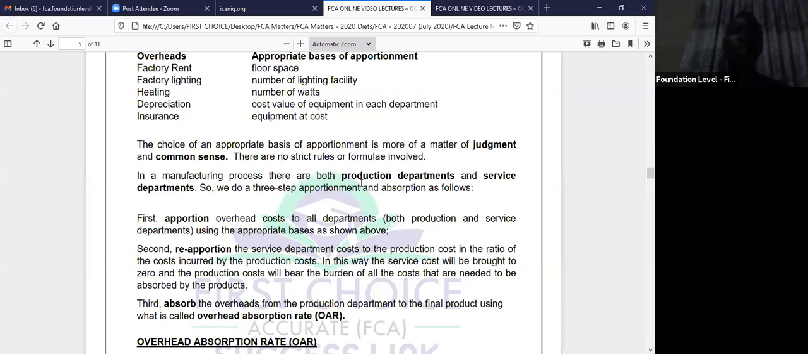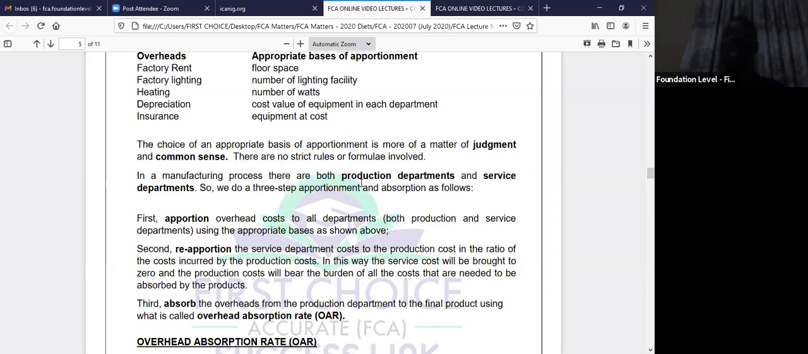Now, what you are going to be doing is apportioning all the period costs, both to the production department and the service department. So it means that you'll be apportioning them to all the departments as they fall due or as they seem fit. After doing all that, the second thing you have to do is a reapportionment. Now, what are you reapportioning?